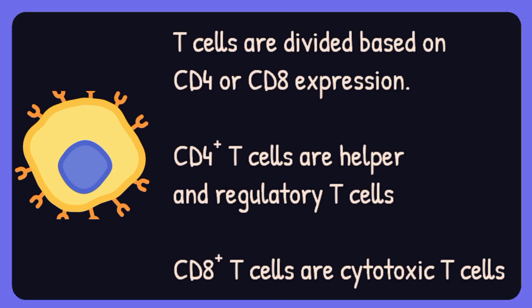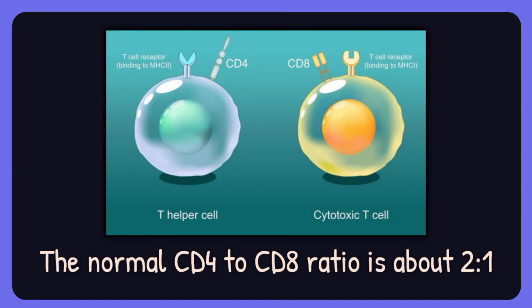T cells are grouped based on CD4 or CD8 markers. CD4+ T cells include helper and regulatory T cells guiding the immune response, while CD8+ T cells are cytotoxic, going straight for infected or abnormal cells. In a healthy immune system, the CD4 to CD8 T cell ratio is usually around 2 to 1. This balance helps the immune system function properly.